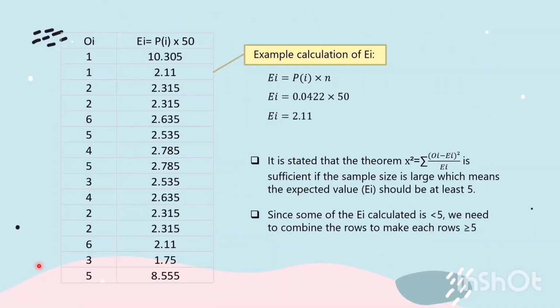Then, we can use the probability to calculate the value of EI. EI is equal to the probability of i times the number of samples, which is 50. Here is the example, but in the theorem it is stated that EI should be at least 5. Thus, we need to combine the rows here to make them more than or equal to 5.